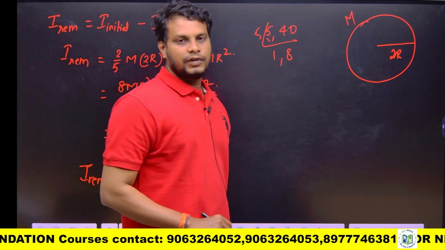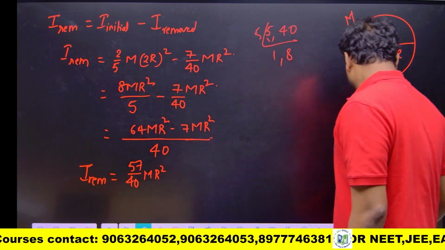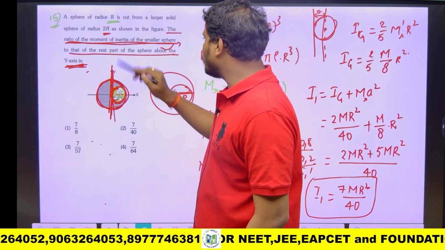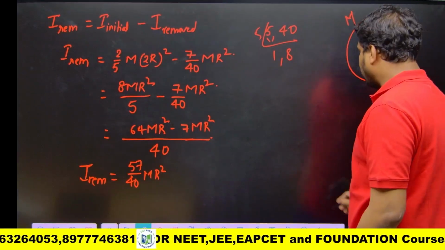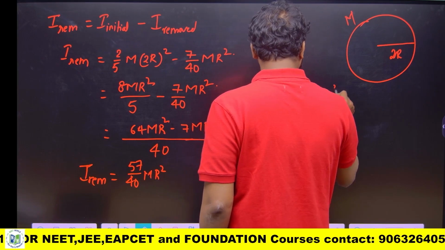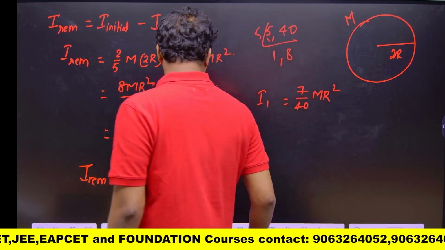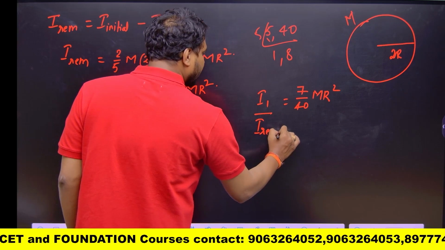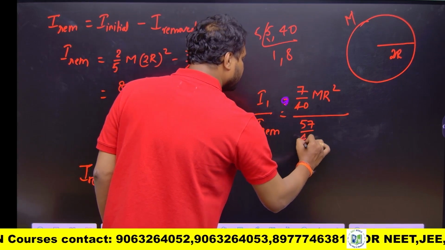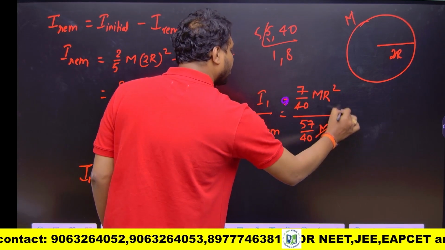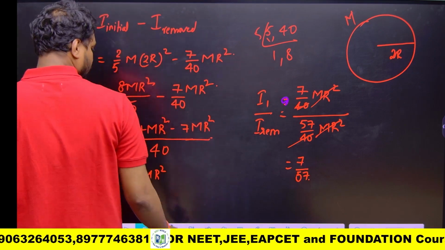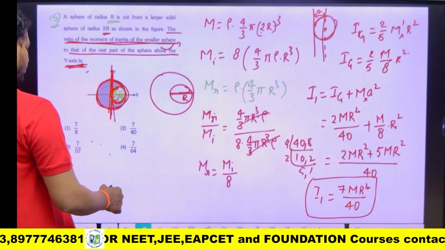about the y-axis. Then in the question they asked the ratio of the moment of inertia of the smaller sphere to the rest of the part. The smaller sphere is 7 by 40 mr square, which we just calculated and took as I1, and I remaining is 57 by 40 mr square. Then cancel mr square and mr square, and 40 and 40, then 7 by 57 is the answer. So option 3 is correct.